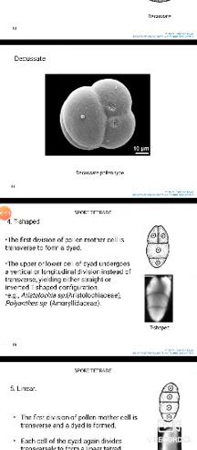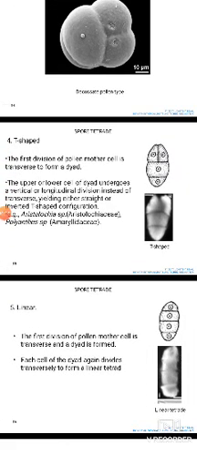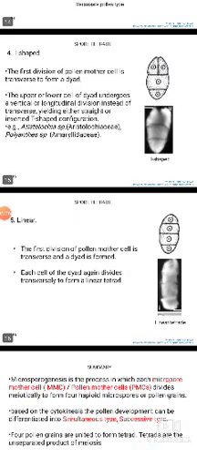Coming to the fifth one, the linear type. The first division of the pollen mother cell is transverse and a dyad is formed. Each cell of the dyad again divides transversely to form a linear tetrad.